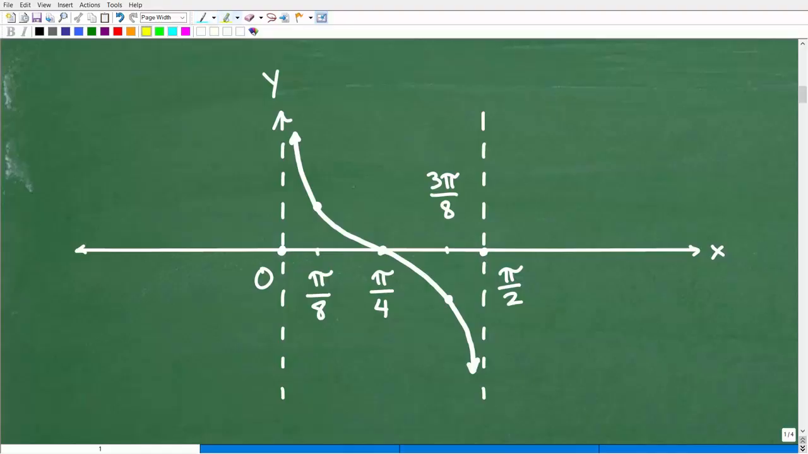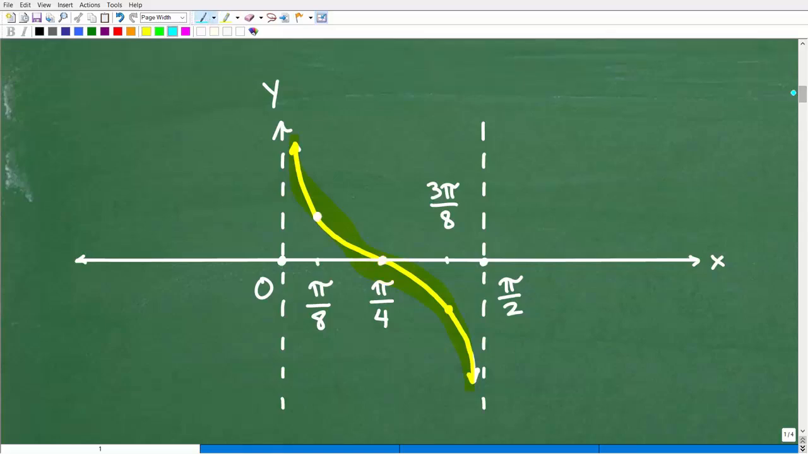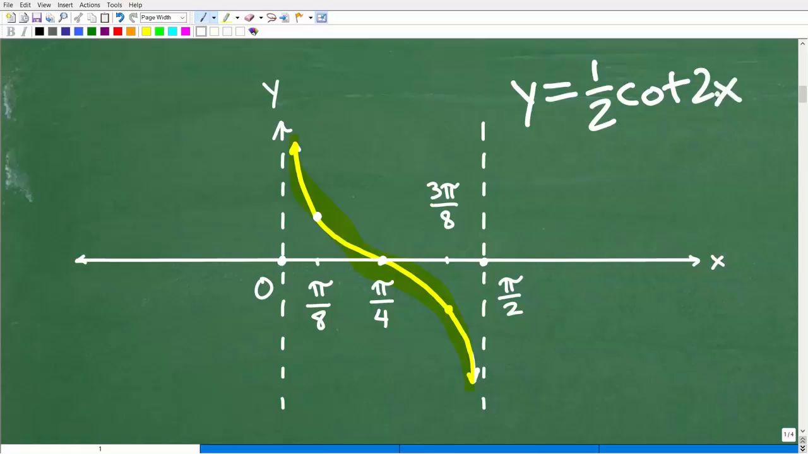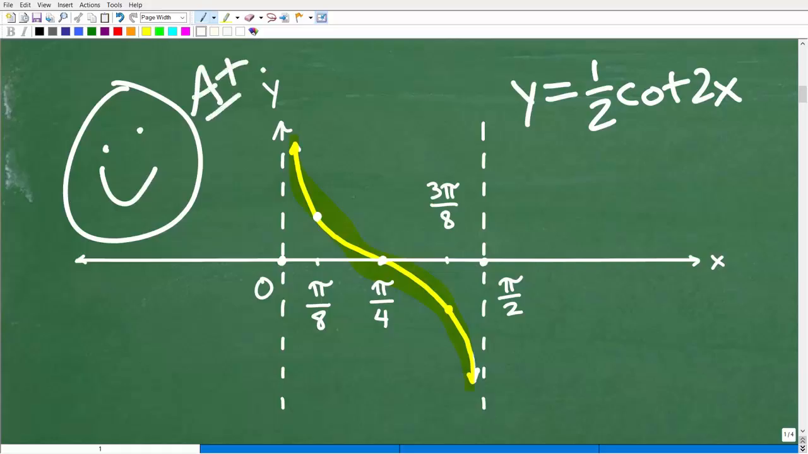So here is one period of this graph that we're going to be looking at. Y is equal to 1/2 cotangent 2x. Okay, so if you got this right, that is fantastic. Matter of fact, I'm going to give you a nice little happy face, an A plus. I'm sure you're doing very well in your class, but you just can't do a problem like this without a lot of study and hard work.